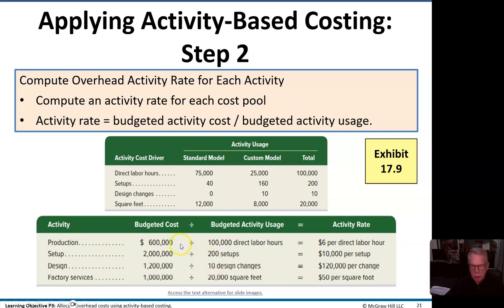So we take the budgeted cost, divide it by the budgeted activity usage, and that gives us an activity rate of $6 per direct labor hour, $10,000 per setup, $120,000 per change, and $50 per square foot.